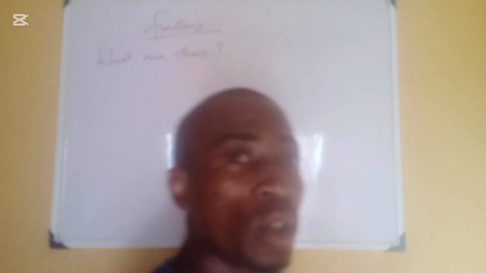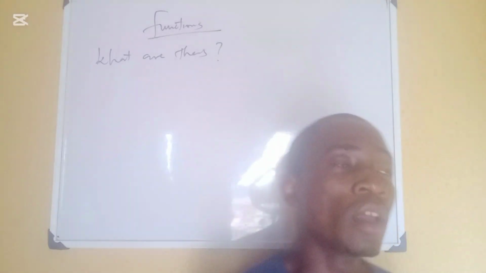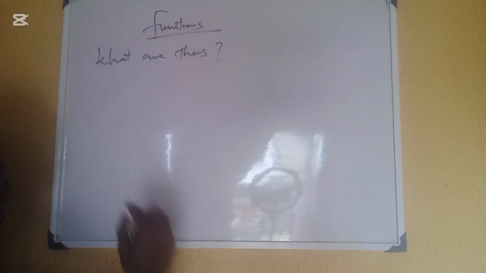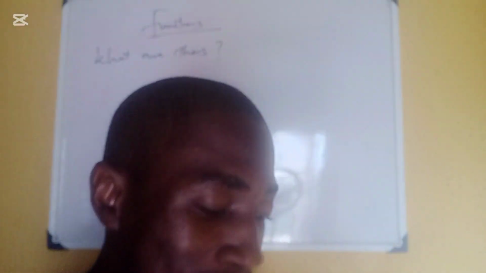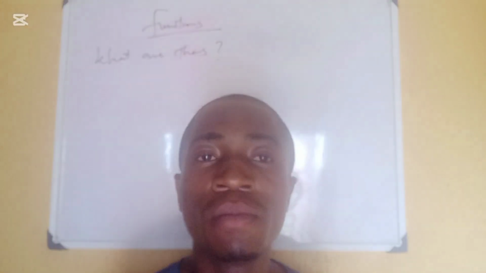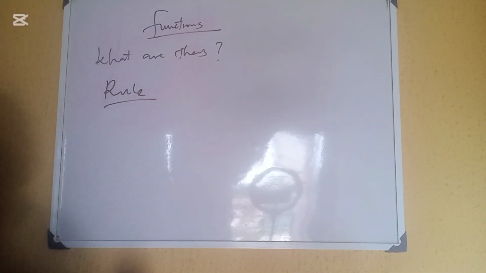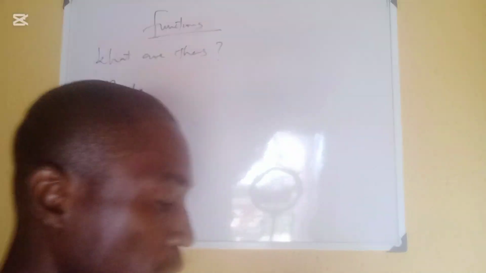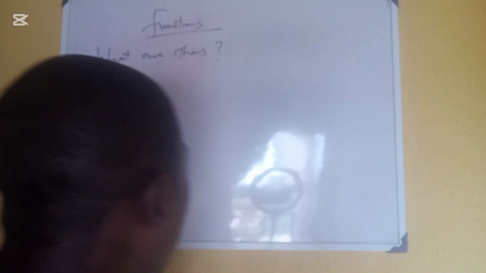So the first question we want to answer in this lesson is, what are functions? I have two definitions here. The first definition says a function is a mathematical rule that assigns unique output to each valid input. Take note of the keywords. Rule. So that is what a function is, a rule. It assigns a unique output to each valid input.